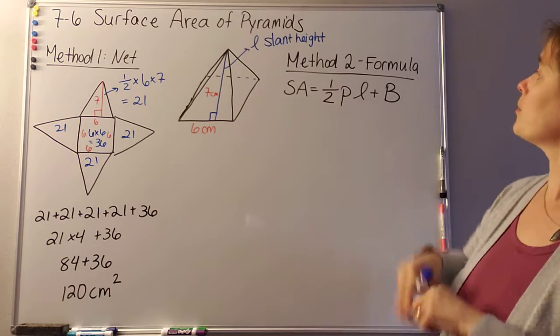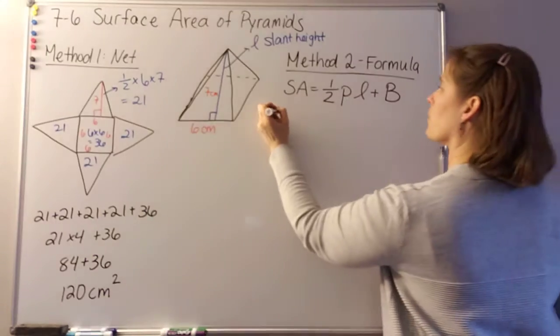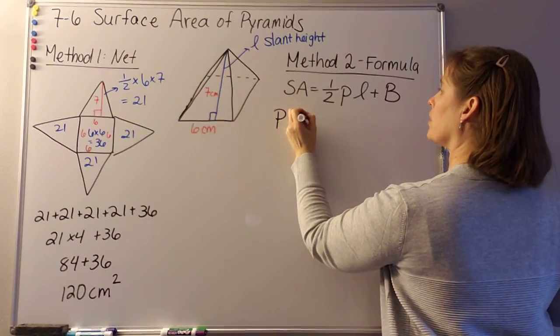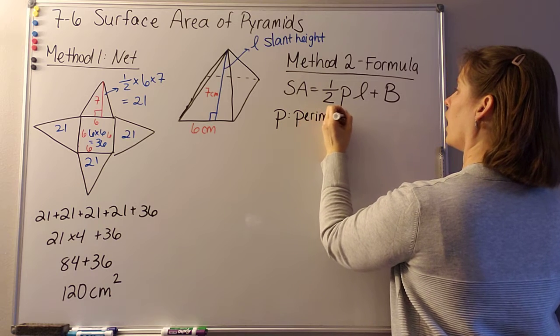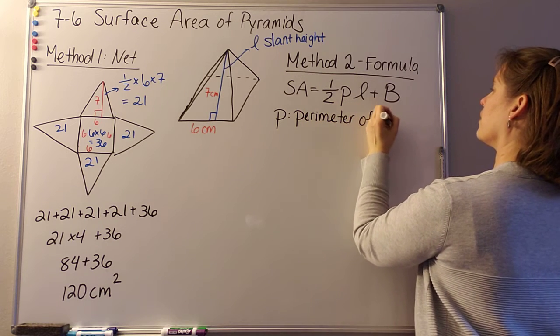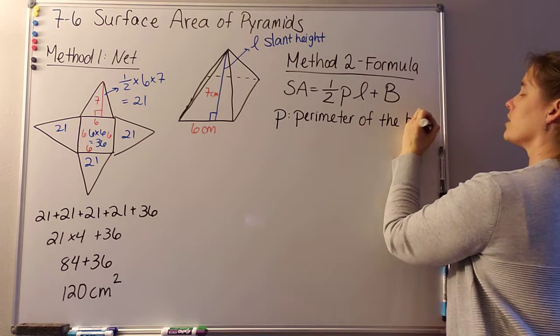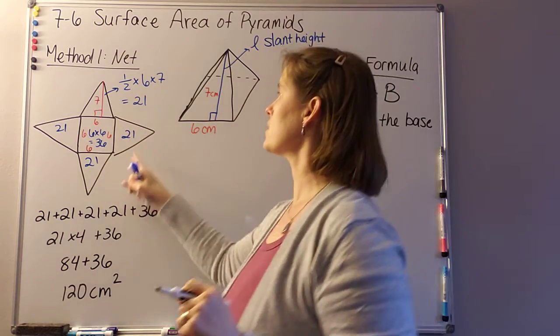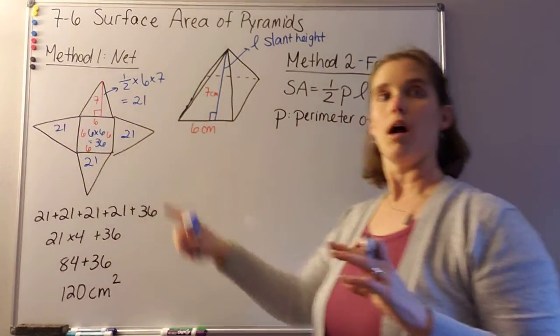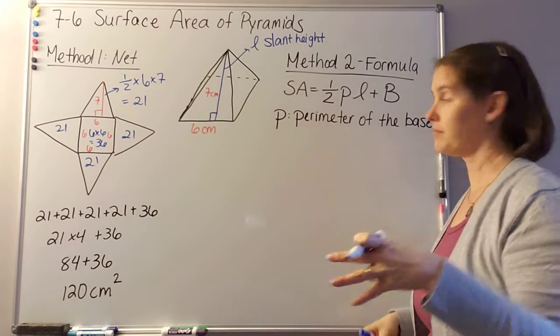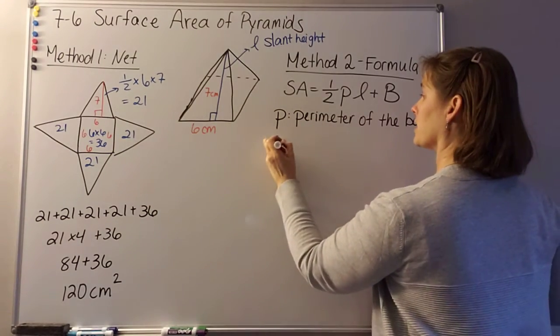All right, over here the formula. Let's remember what everything is. So P is the perimeter of the base. Now remember, perimeter is different than area. Perimeter is the distance around. Area is the space inside. L is the slant height.